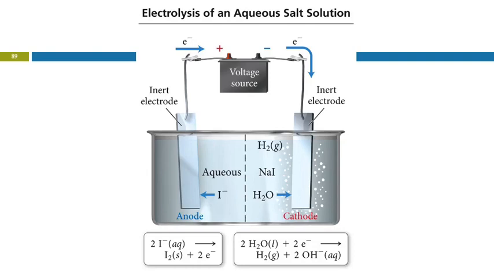So here's an illustration of electrolysis of an aqueous salt solution. So we've got iodide being oxidized at the anode, and we have water being reduced at the cathode. And the sodium just hangs out.